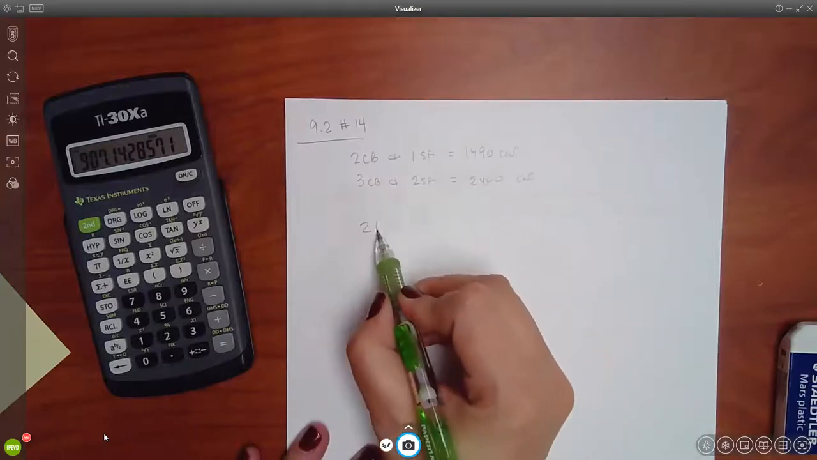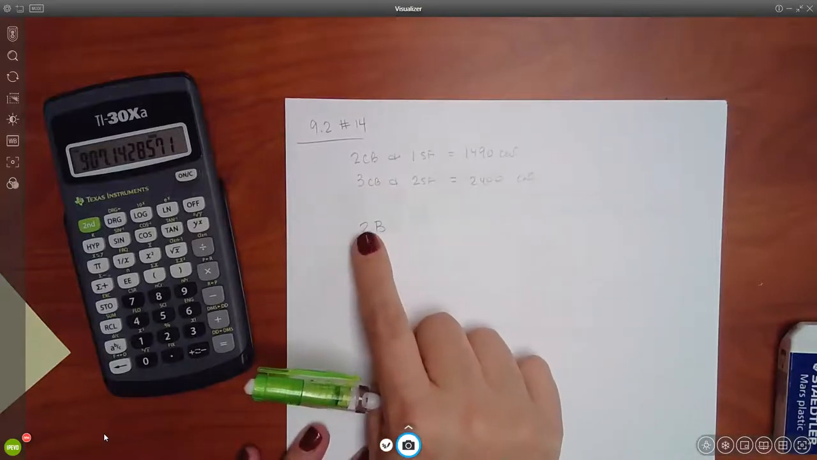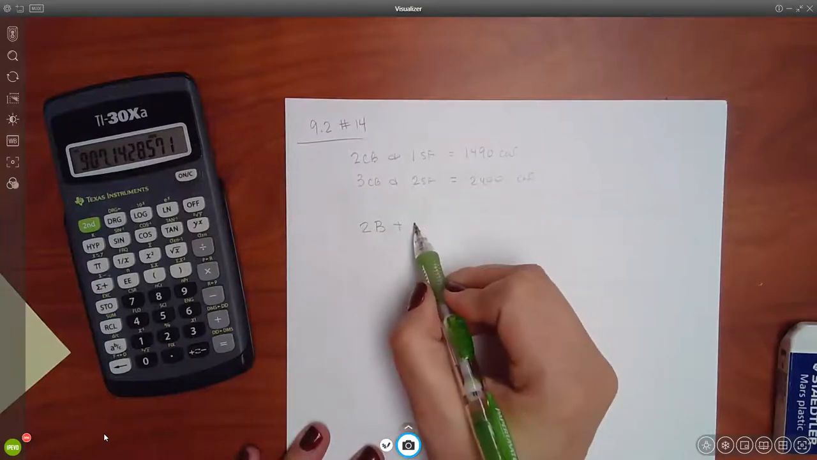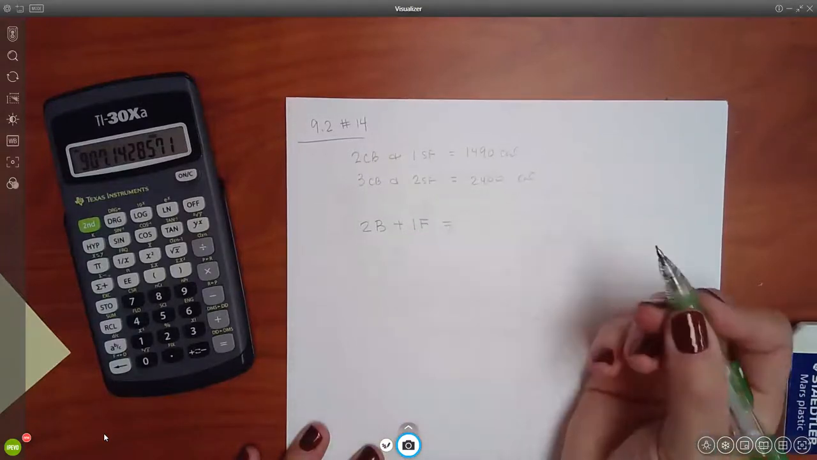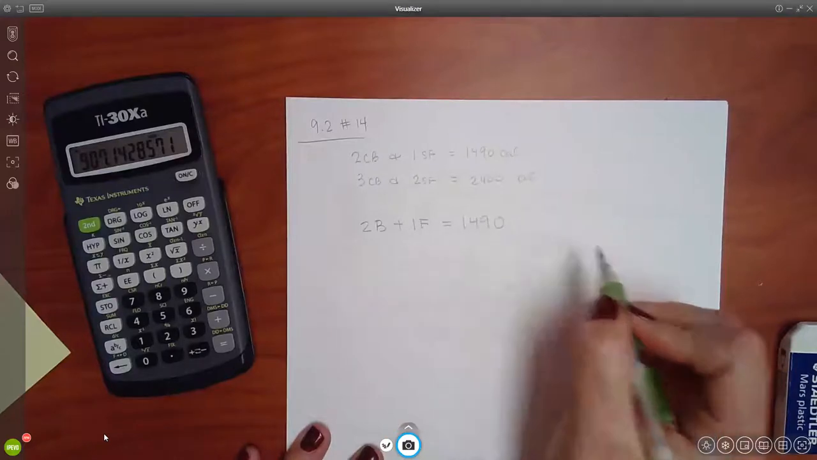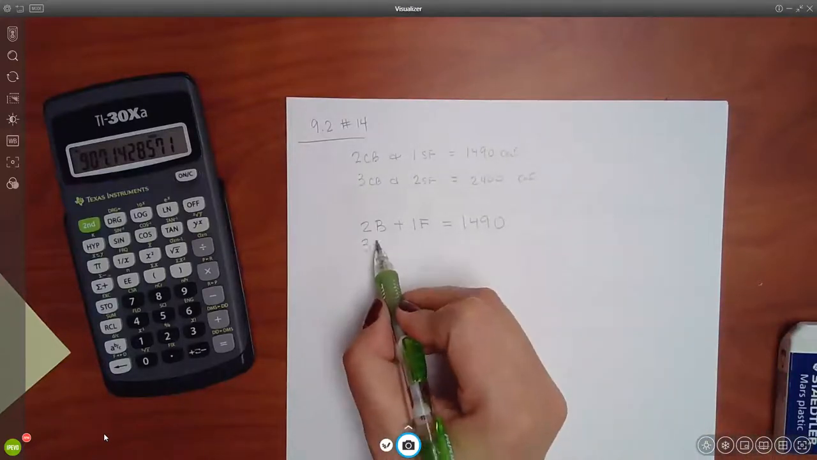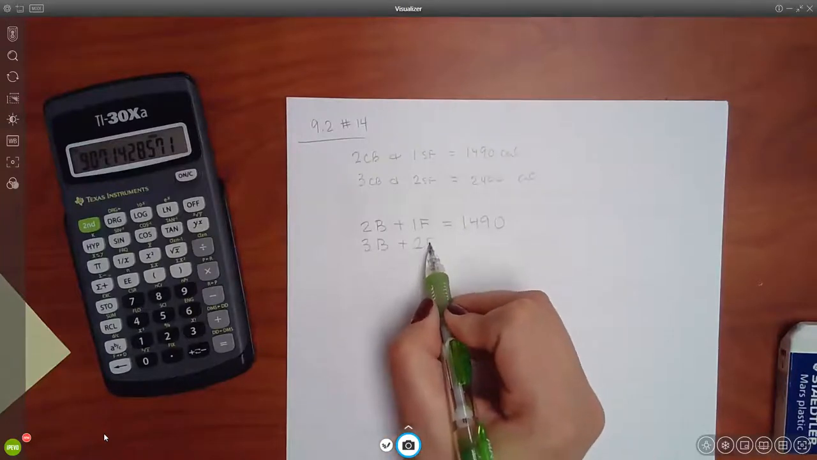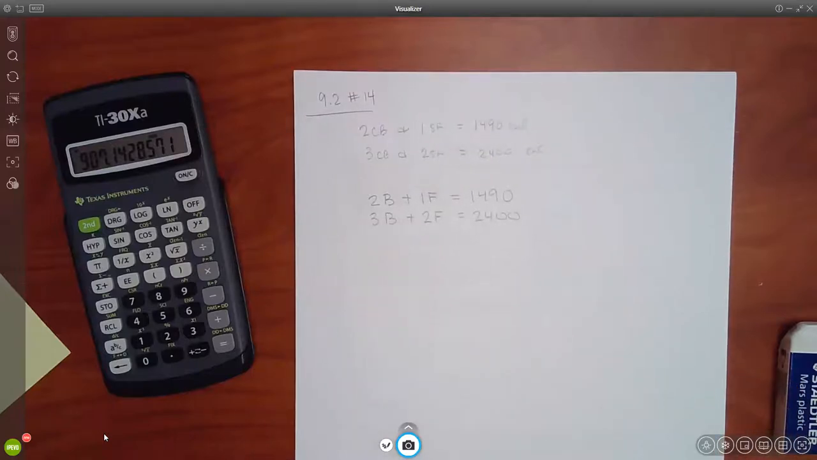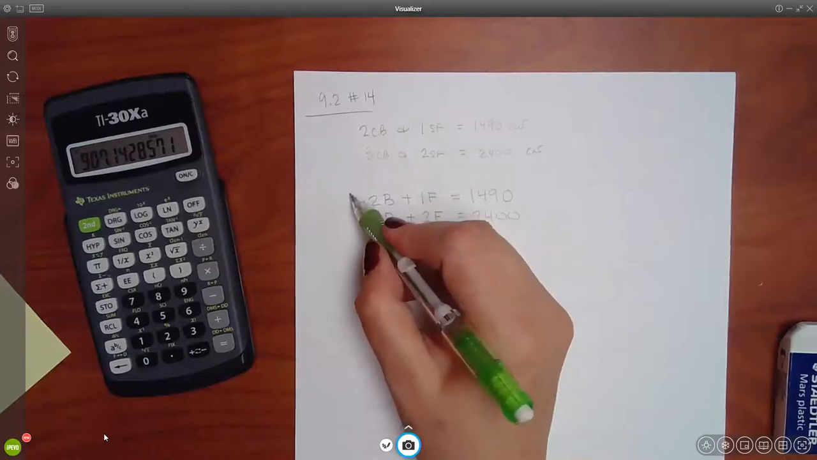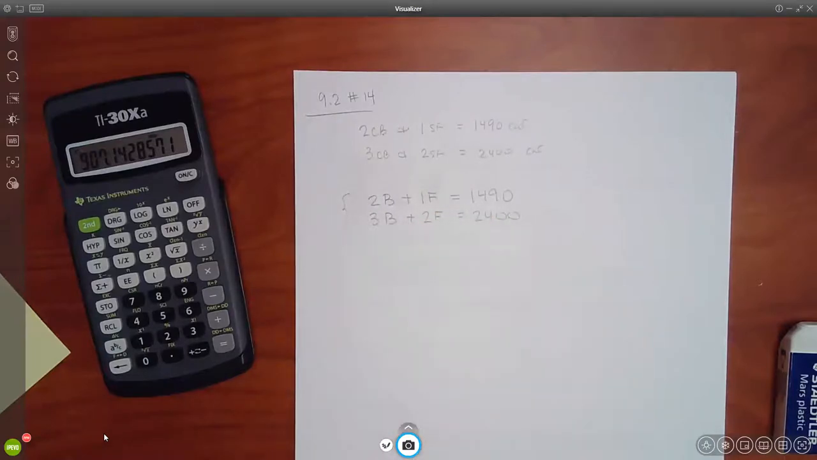So two burgers, once I know how many calories the burgers are, I can multiply it by two, plus one fry. Once I know the calories for the fries, I'll multiply it by one. And when I add those together, I should get the 1,490. But then three burgers and two fries should be the 2,400 calories. Which of these letters is the easiest to eliminate? The F is the easiest. It is. Because then I would only have to multiply the top equation by something. What should I multiply the top equation by?